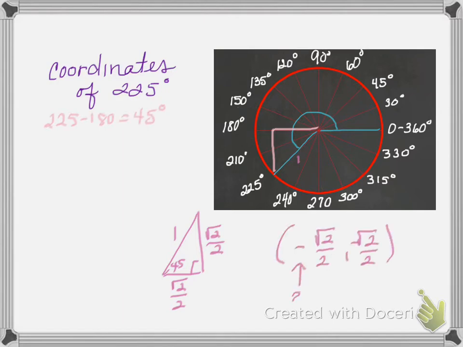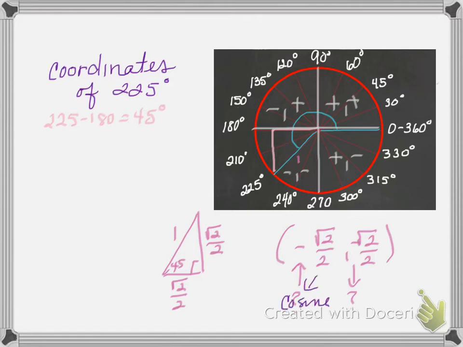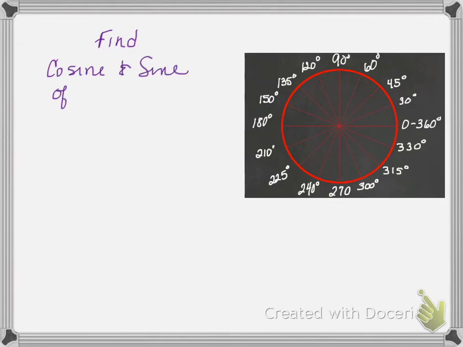Now the question might be, well, where did those negatives come from? And that's where you have to remember your quadrant signs. If I'm in the third quadrant, then my x and y are negative. So the cosine for this 225-degree angle would be negative the square root of 2 over 2. And the sine would be the same, negative square root of 2 over 2. So let's find the cosine and sine of each of these angles. What about negative 60? Again, you have to know how to draw the angle.